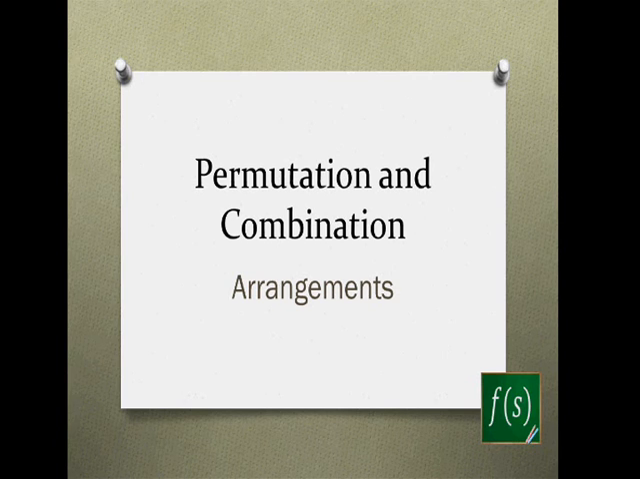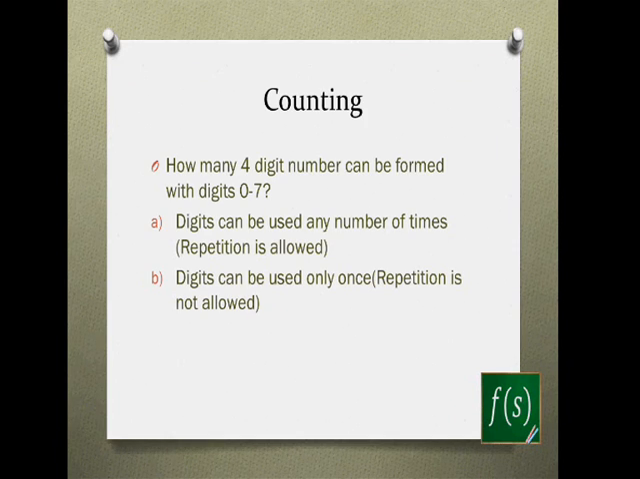We'll continue our discussion on permutation and combination, and I'll start with arrangements today. And counting is a very important type which comes under arrangements. A typical question looks like this one. How many 4-digit numbers can be formed with digits 0 to 7?